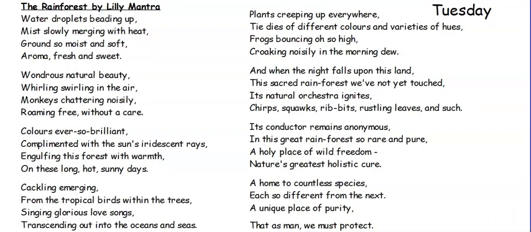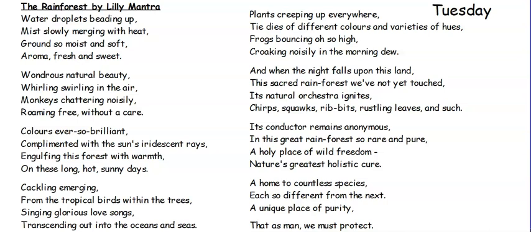The rainforest. Water droplets beading up, mist slowly merging with the heat, ground so moist and soft, aroma fresh and sweet. Wondrous natural beauty, whirling, swirling in the air, monkeys chattering noisily, roaming free without a care. Colours ever so brilliant, complemented with the sun's iridescent rays, engulfing this forest with warmth on these long, hot, sunny days. Cackling emerging from the tropical birds within the trees, singing glorious love songs transcending out into the oceans and seas.